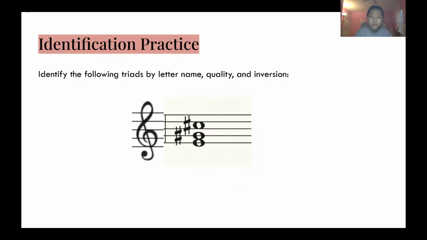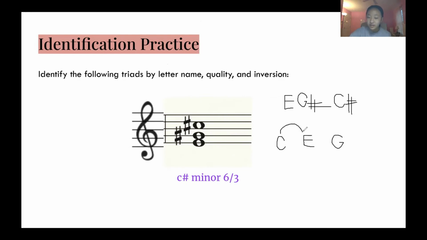Okay, so this is the next problem, and I'll give you guys a few minutes to work on it again by pausing the video. So the answer to this one is C sharp minor first inversion. So we're doing the same thing as before. We write down all the notes, E, G sharp, and C sharp. And ignoring the sharps, we can just look at the notes E, G, C. And then we soon figure out that the order has to be C, E, and G, since C and E are a third, and C and G are a third.